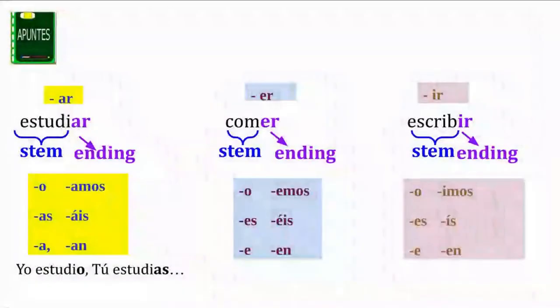The ending of the verbs determines the set of endings to be used when conjugating a verb. For example, for the verb estudiar, the yo form is yo estudio, according to this chart. And the tú form is tú estudias. This is the ending that I need when conjugating AR verbs. Here are the endings for ER verbs, and here are the endings for IR verbs.